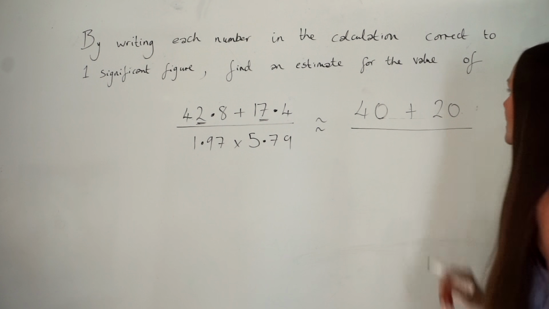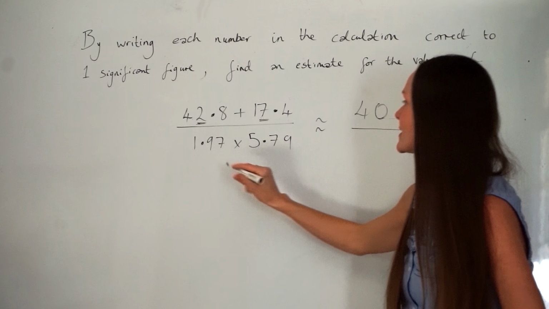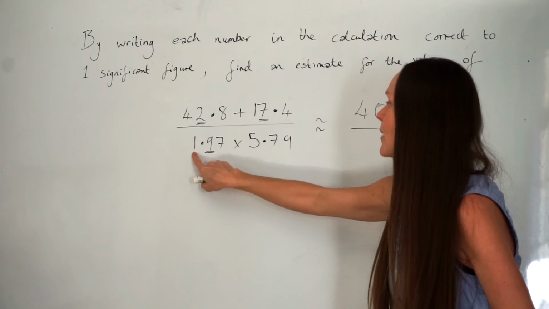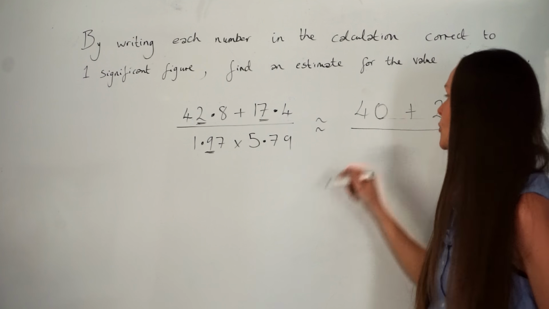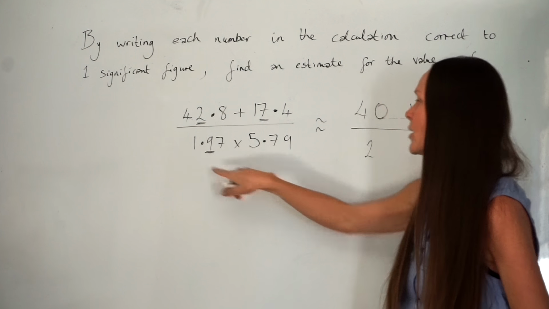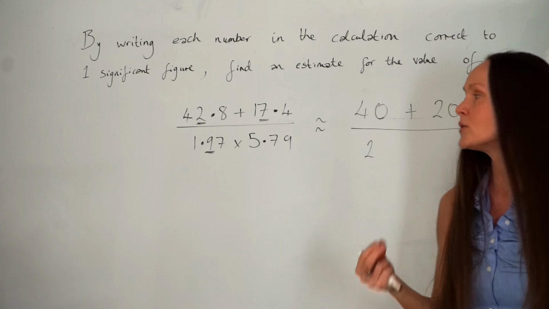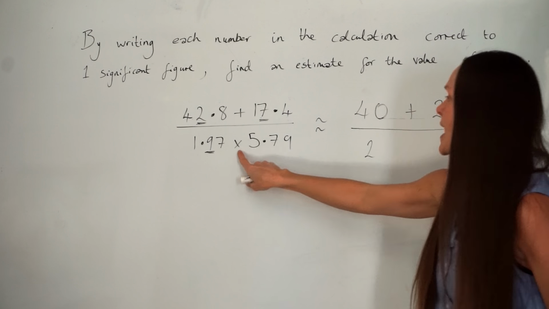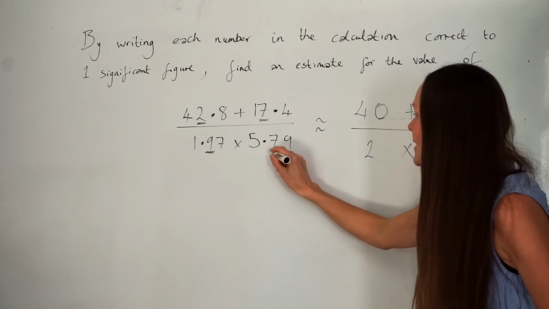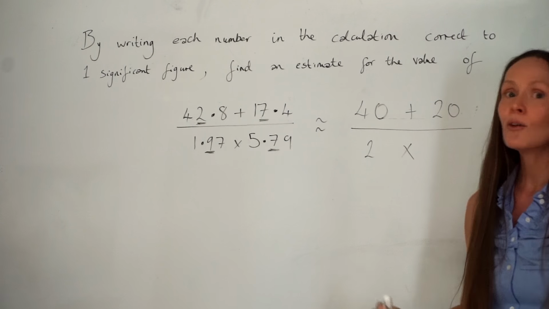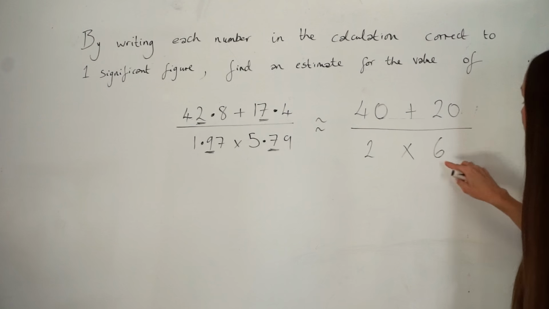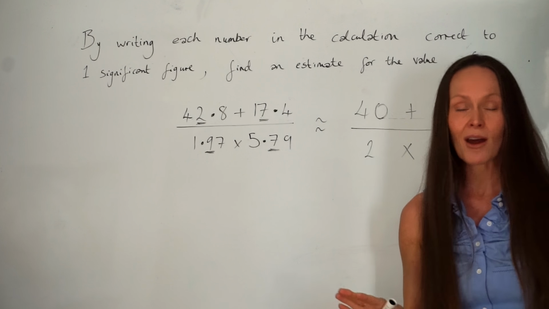On to the denominator. If we check 1.97, the second figure is a 9, which is greater than 5. So again, it rounds the first figure up 1, so it changes to a 2. Just like previously, you don't need to put the decimal point or any other values. Now we have to multiply by 5.79. The second figure, the 7, again rounds the first figure up, so this changes to a 6. We've already got one figure, so we're finished with our rounding.